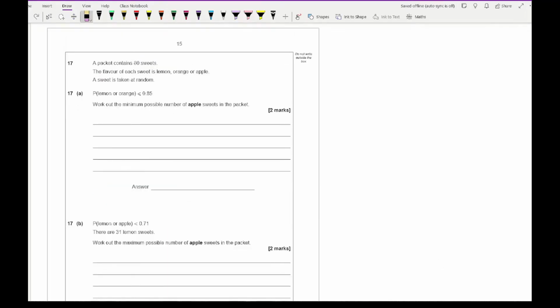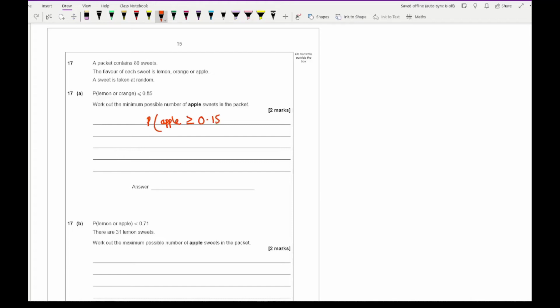Now looking at question 17, it says that a packet contains 80 sweets. The flavour of each sweet is either lemon, orange or apple, and 17a says the probability of lemon or orange is less than or equal to 0.85. Work out the minimum possible number of apple sweets. Well, for apple, if lemon or orange is going to be 85% or less, then the probability of apple is going to be greater than or equal to 0.15.